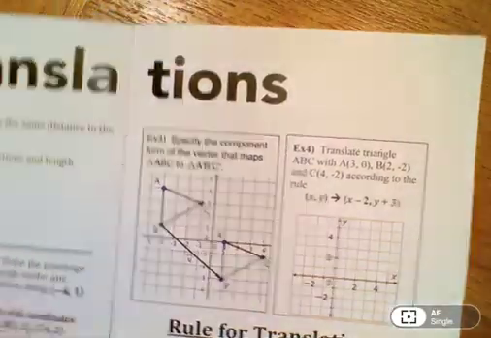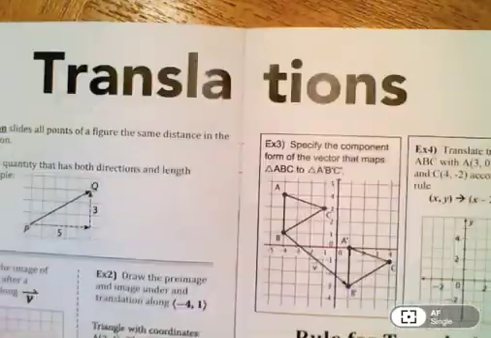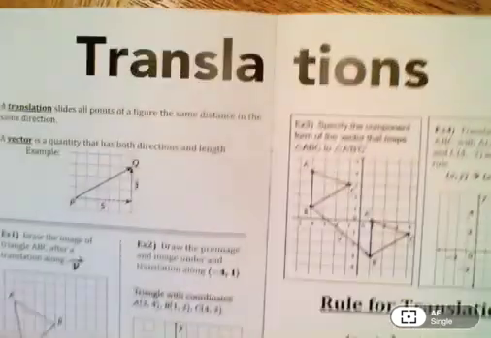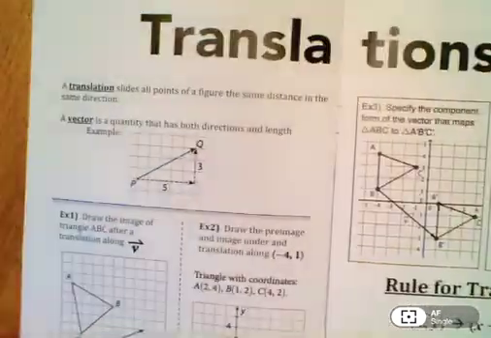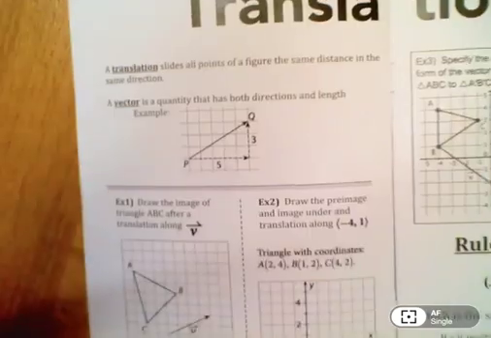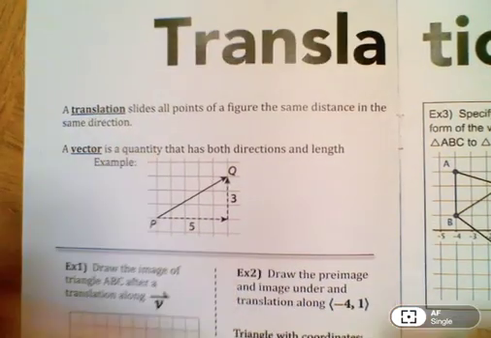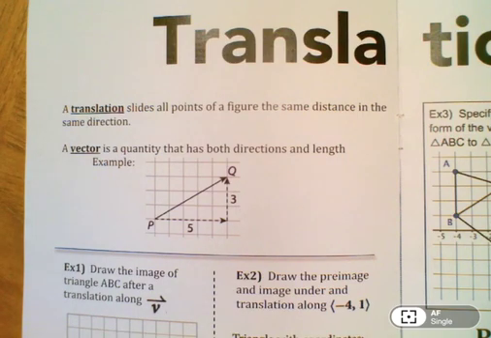We're just going to turn the page and fill out the first couple pages here today. So this first page is translations. And there's a lot here for you already. So it says, let's read this together. A translation slides all points of a figure the same distance in the same direction.